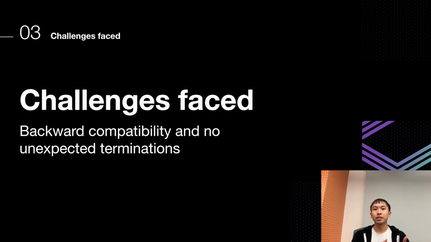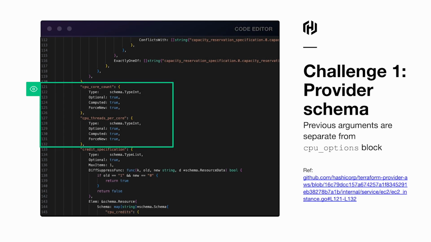Because all these arguments must be specified at create time. As of today, there's no update API for them, so we have to be extra careful when coding this particular new feature. So we can see this is the existing provider schema. It defines CPU core count and CPU threads per core outside of a CPU options block. So this deviates slightly from the usual convention where we follow the AWS API documentation as closely as possible. So these are the two arguments that potentially should be deprecated and moved over to the CPU options block.